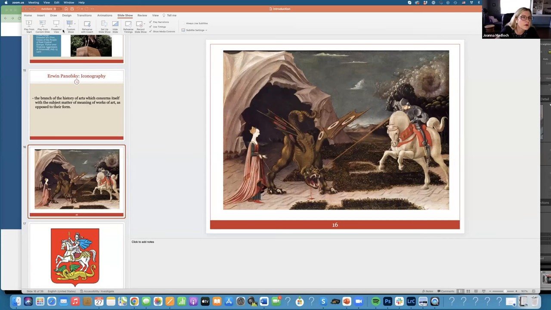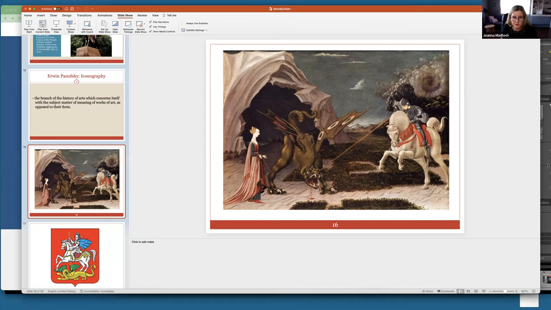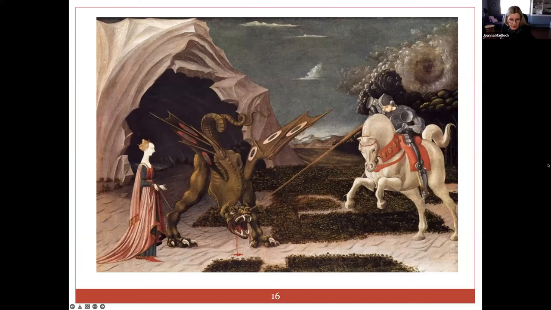Here we go. Okay. Looks good. Okay, so I'm going to make it a full screen. So this is Paolo Uccello, 1470s painting. And I'm letting you enjoy this for a moment. And can you tell me, what do you see?